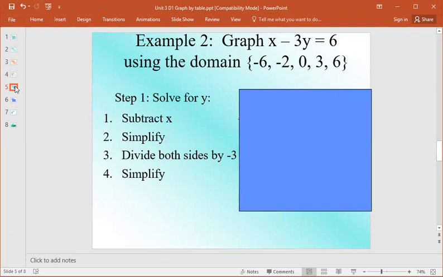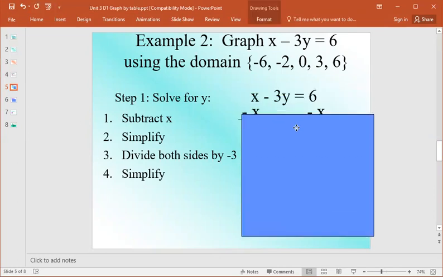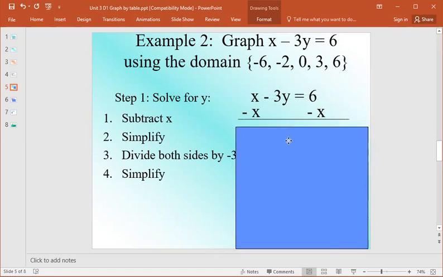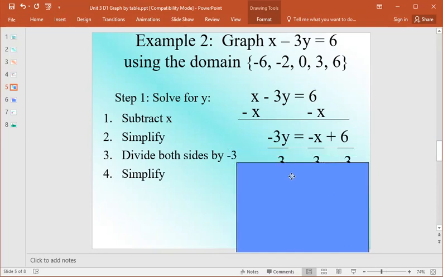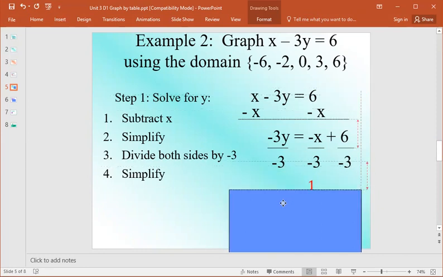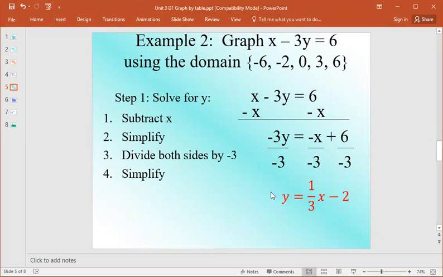So let's try another example. This time we need to graph x minus 3y equals 6. And here we'll use the domain of negative 6, negative 2, 0, 3, and 6. So the first thing we need to do is solve for y. We want to subtract x from both sides, leaving us with negative 3y equals negative x plus 6. Then we will divide each term by negative 3. And we end up with y is equal to 1/3 x minus 2.